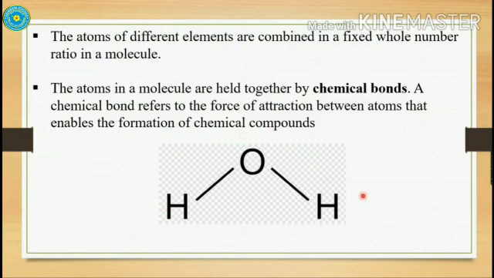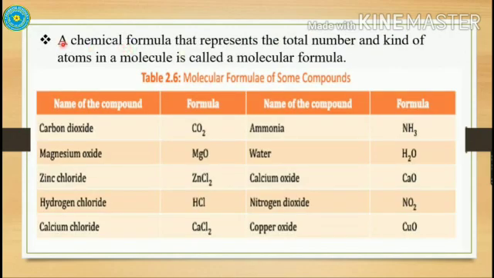Here the water molecule is formed by the chemical bond. This line actually indicates a chemical bond which connects the 2 atoms of different elements to form a compound. A chemical formula that represents the total number and kind of atoms in a molecule is called a molecular formula. So a chemical formula will help us to know the type of atoms present in a molecule, and it is called a molecular formula.